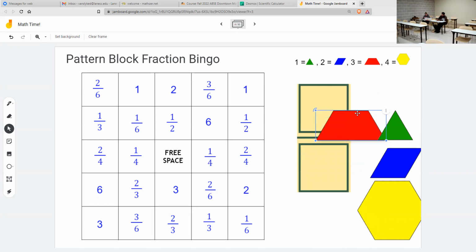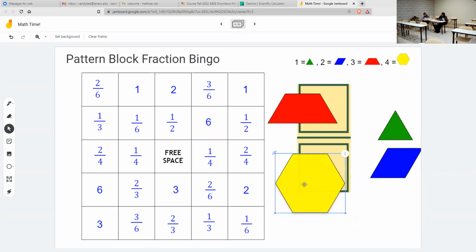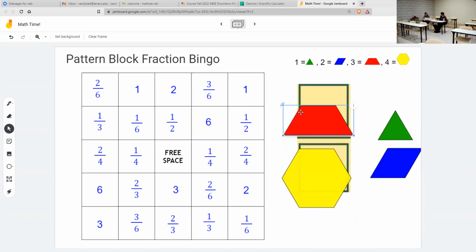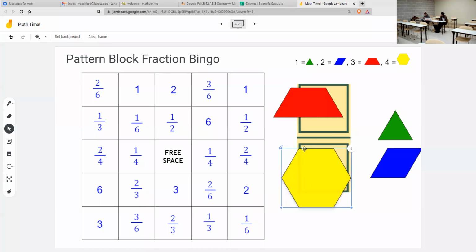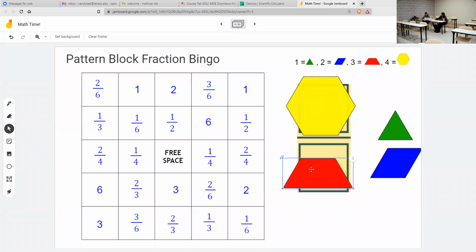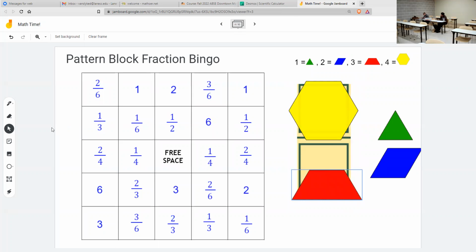Three and 4. So we have a red trapezoid and a yellow hexagon. If we put the red trapezoid on top, what fraction do we get? 1/2. It covers half of the bottom number. That's what's a whole. If we did the other way around, the yellow hexagon is how many trapezoids? 2. It weighs as much as 2, right? One on the top and one on the bottom. So I could do a 1/3 or a 2. I'm gonna pick a 1/3.